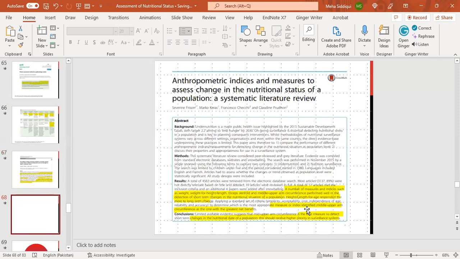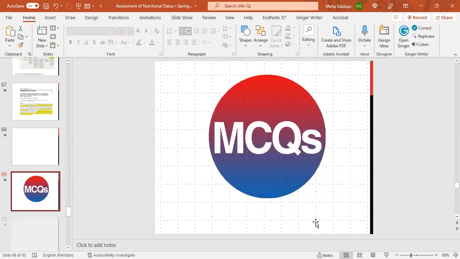This is another review on anthropometric indices and measures to assess change in nutritional status of a population. According to it, a number of measures and indices such as weight for height, biceps skinfold, and mid upper arm circumference perform well in the detection of short-term changes in the nutritional situation of a population. However, height or length for age corresponded for the most part to long-term change, and mid upper arm circumference is the best measure to detect short-term changes in the nutritional status of a population.